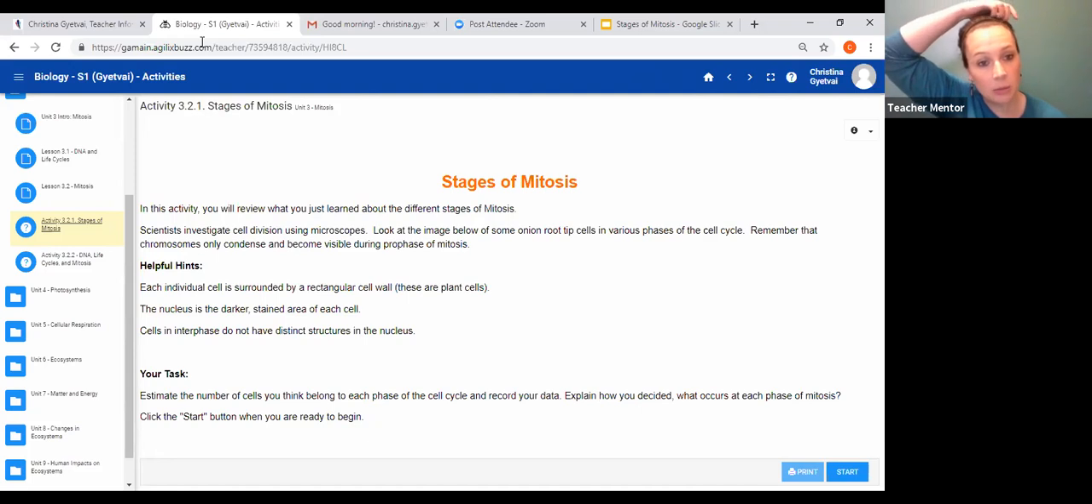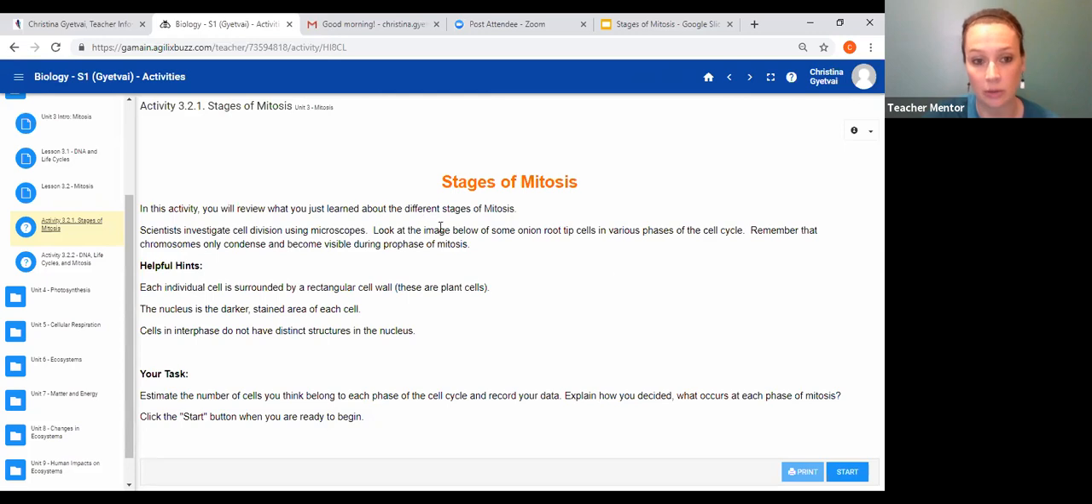So, hints that have been provided for you. Each individual cell is surrounded by a rectangular cell wall. The nucleus is the darker stained area of each cell, and cells in interphase do not have distinct structures in the nucleus. Okay, fair enough. Your task is to estimate the number of cells you think belong to each phase of the cell cycle and record your data. Explain how you decided it, what occurs at each phase of mitosis.